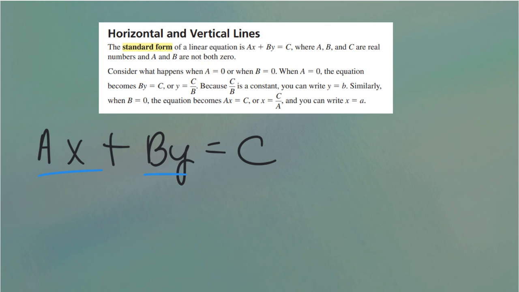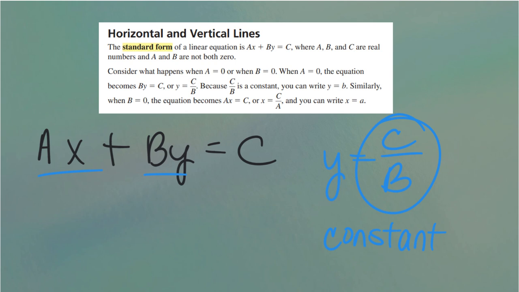Now, here it says, consider what happens when A equals 0 or B equals 0. When A equals 0, the equation becomes BY equals C. In this case, I just put an example of 2, so you guys can see it. BY equals C, or Y equals C over B. Because C over B is what we call a constant. You can write Y equals b simply.